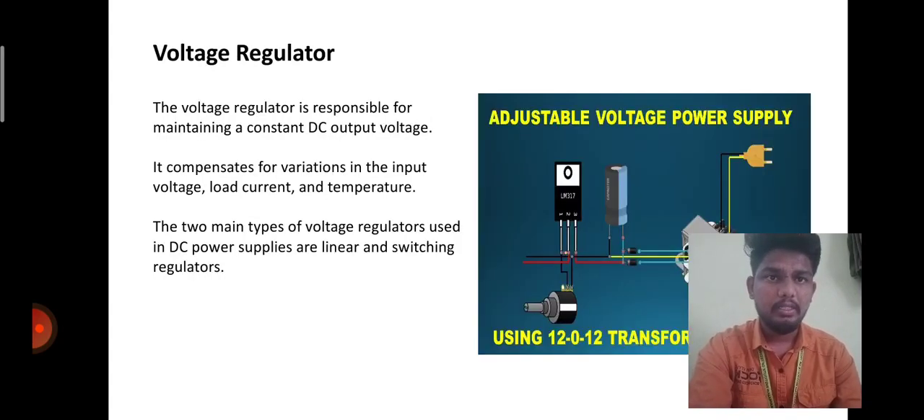What is a voltage regulator? The voltage regulator is responsible for maintaining a constant DC output voltage. It compensates for variations in the input voltage, load current, and temperature. The two main types of voltage regulators used in DC power supplies are linear and switching regulators.